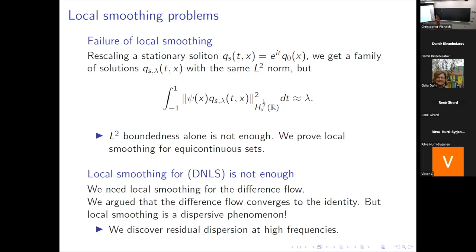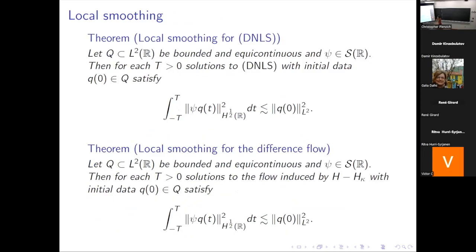But here we should be a little bit concerned, because as I said, local smoothing is a dispersive phenomenon, but for the difference flow, what I claim is that it converges to the identity. So nothing should be moving, right? So how do I prove local smoothing for that? What we need to do is discover some residual dispersion at high frequencies for the difference flow. We group our terms in a smart way together, exhibit a lot of cancellation, and that's what is going to give us this local smoothing. So we get this local smoothing result both for DNLS and for the difference flow.